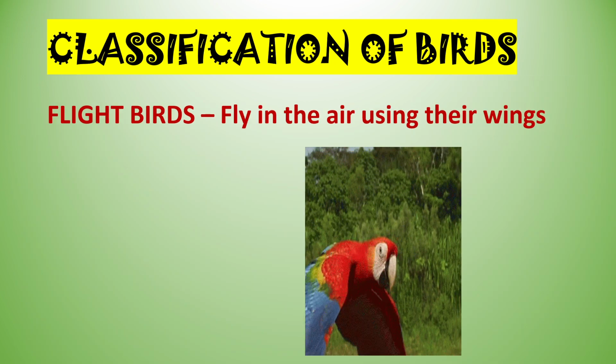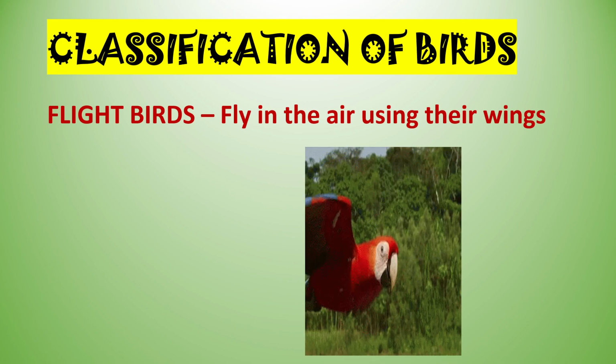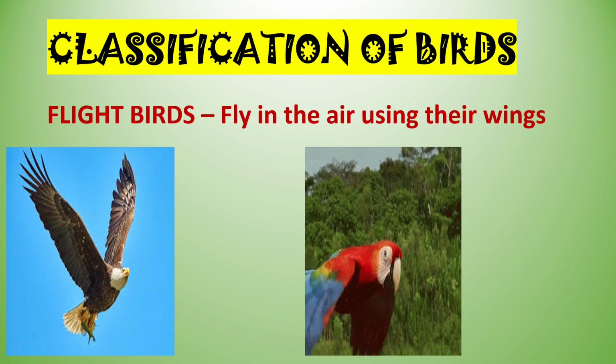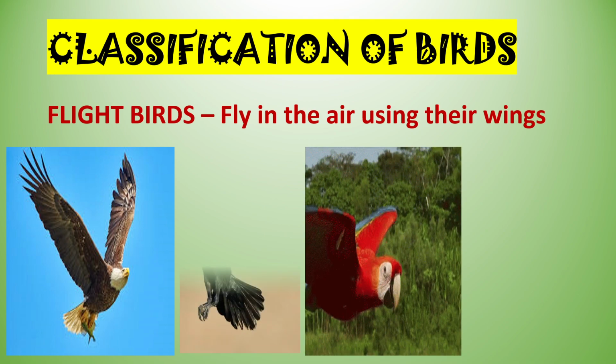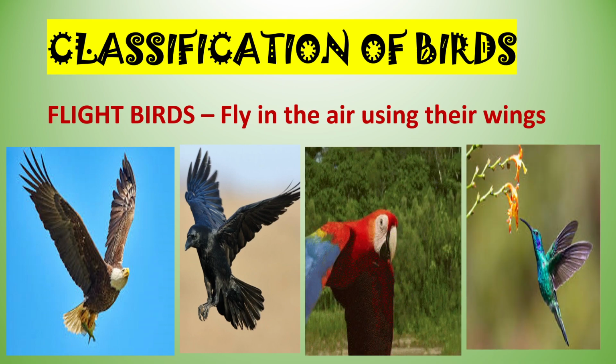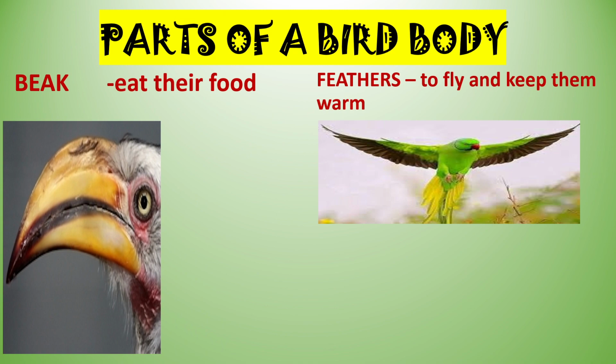Flight birds. Flight birds are the birds that can fly in the air using their wings. Example, eagle, crow, hummingbird and parrot. Now, let us see about the parts of the bird's body.